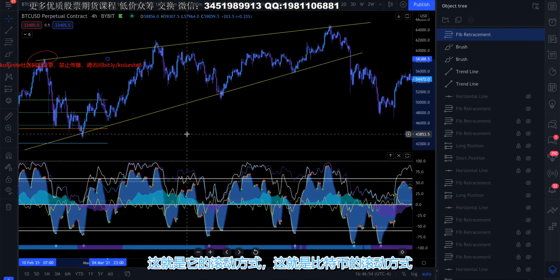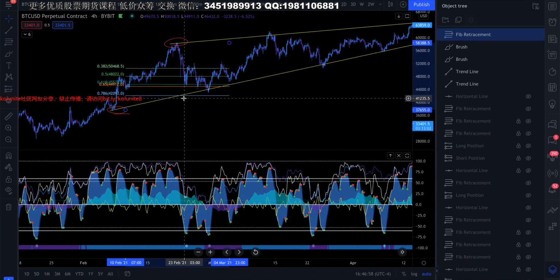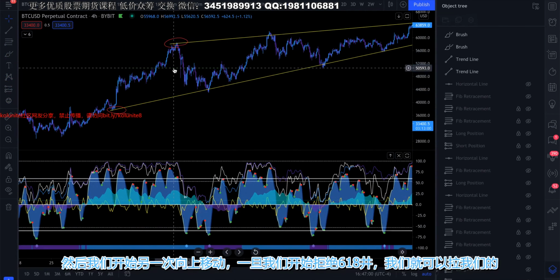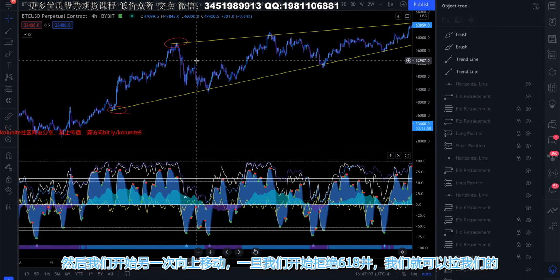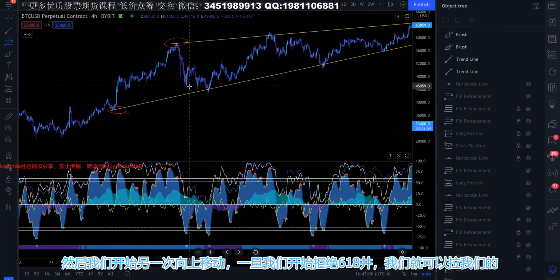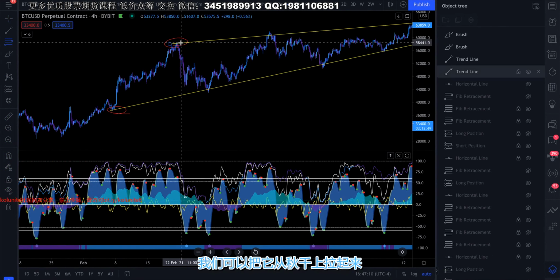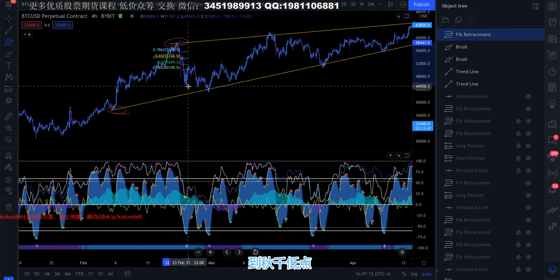That's how Bitcoin rolls, okay? And we get the bounce off the 618, and then we start another move to the upside. And then once we start rejecting off that 618, well, then we can pull it from the swing high to the swing low.